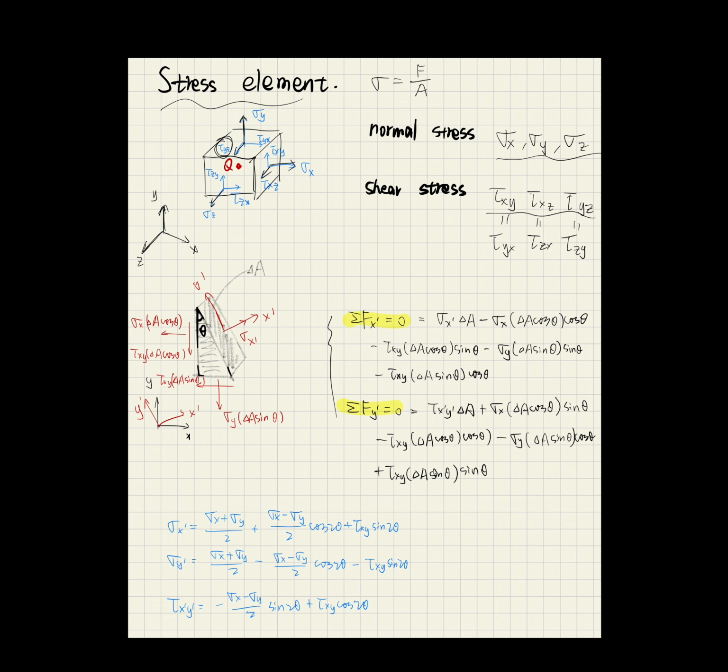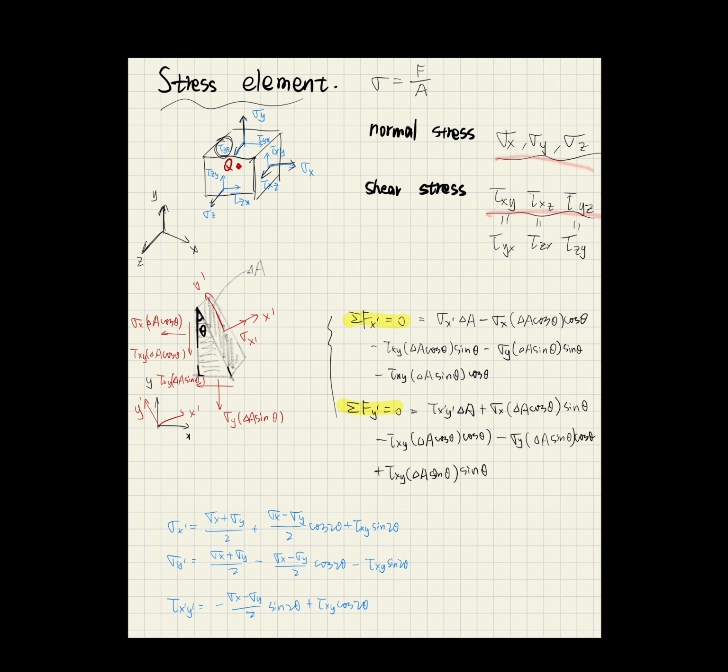And for shear stress, tau xy stands for the shear stress on the x plane towards the y direction. And tau yz means the shear stress on plane y towards z direction. So for any stress element, we can use these quantities to represent the state.